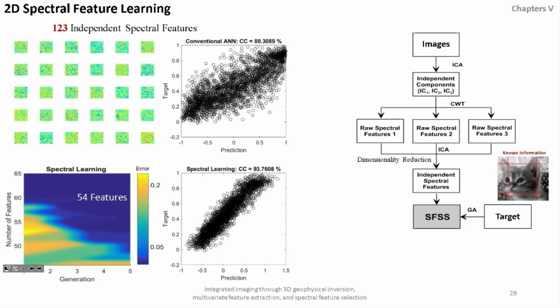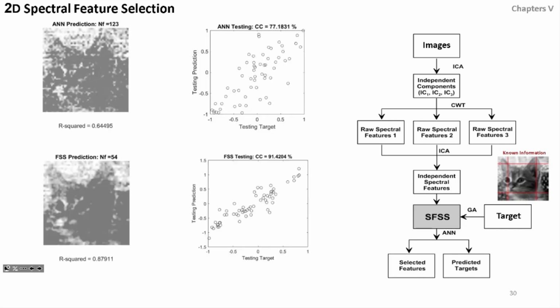reconstruction. The feature subset selection error landscape on the left also shows that after 5 generations of genetic algorithm, 54 features are selected and gives us the 94% correlation coefficient at the end. The image reconstruction through feature subset selection is obviously superior, therefore, to the conventional neural networks.